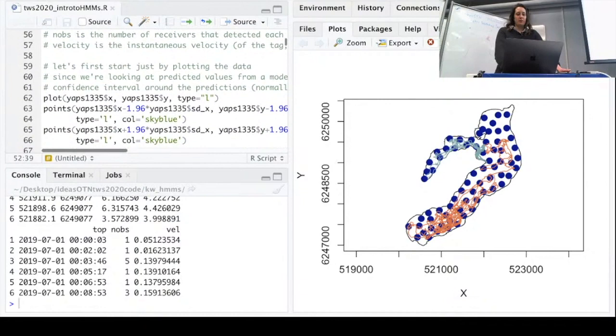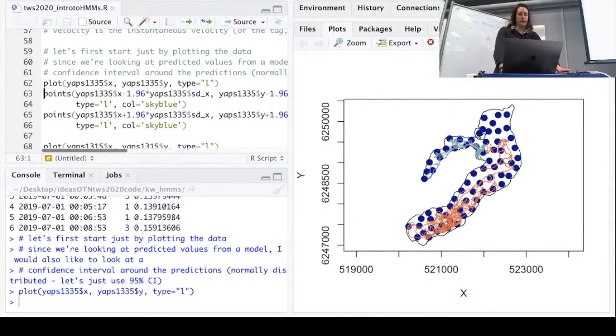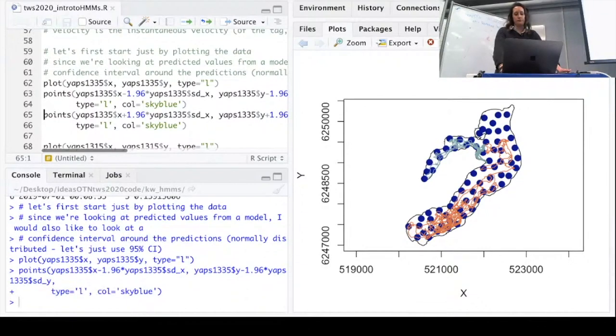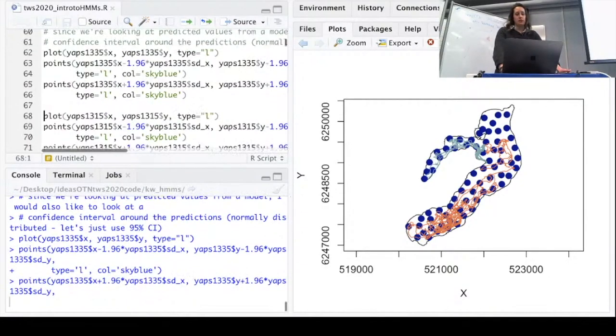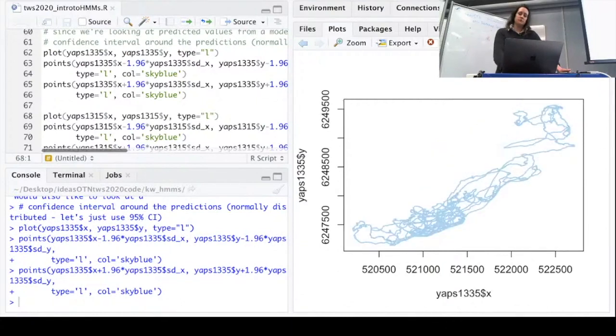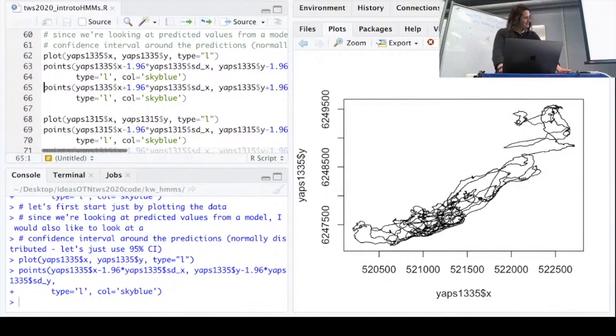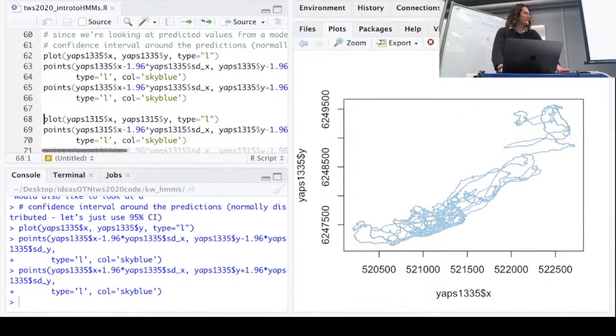So let's first start by just plotting the data. And I'm going to do this with a confidence interval because, again, this is model output. So to do this, you just take your positions, subtract 1.96 times your standard deviation, and plot it on both sides. Let's do that again so it's easier to see. That's your track. That's your lower confidence interval. And that's your upper confidence interval.